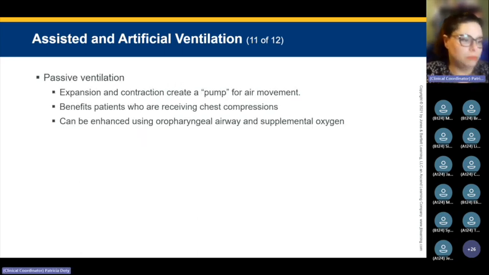Okay, assisted and artificial ventilation. Passive ventilation: expansion and contraction create a pump for air movement. It benefits patients who are receiving chest compressions and can be enhanced by using your OPA and supplemental oxygen. Remember, as the chest recoils following a compression, a negative pressure is created within the chest, and that results in a vacuum. So air is actually sucked into the chest cavity at this point. It's kind of like a mock contraction of the muscles during active ventilation. But passive ventilation can be enhanced by inserting that OPA.